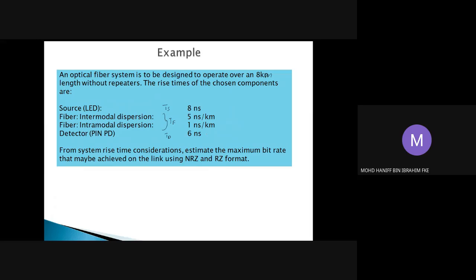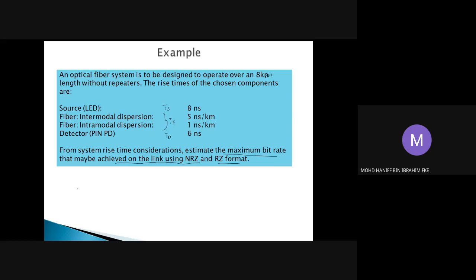With the given rise times for the components, you have to estimate the maximum bit rate that may be achieved on the link using the NRZ or the RZ format. So you have to calculate the total rise time based on the given rise times of the components, and subsequently estimate the maximum bit rate that can be offered by this particular system using the NRZ and the RZ format. Let us proceed with the calculation of the total rise time.